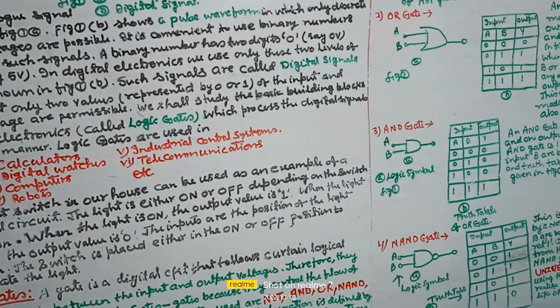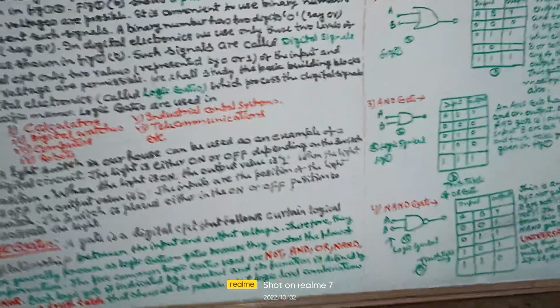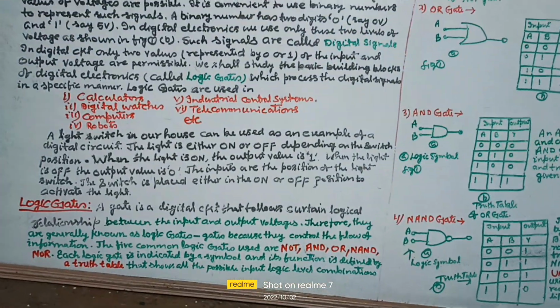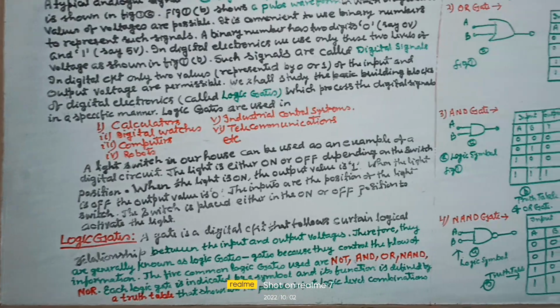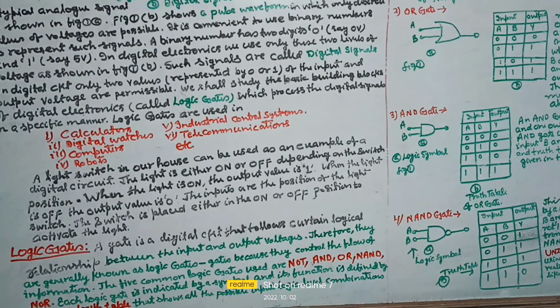We shall study the basic building blocks of digital electronics called logic gates, which process the digital signals in a specific manner. Logic gates are used in calculators, digital watches, computers, robots, industrial control systems, telecommunication, etc.